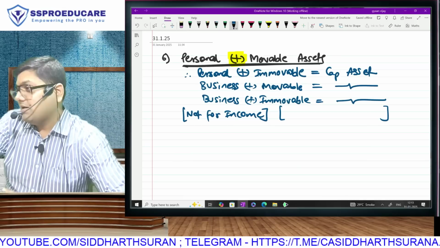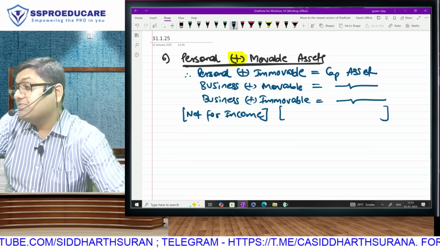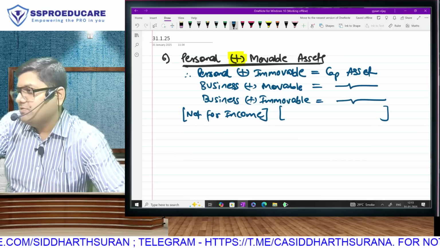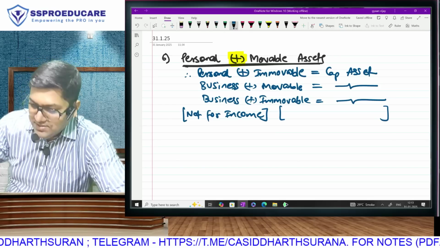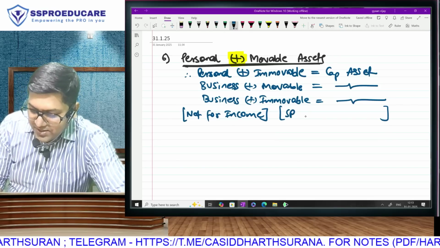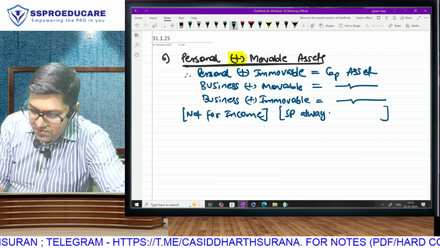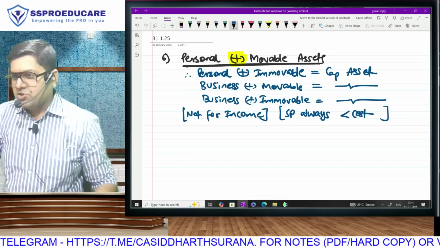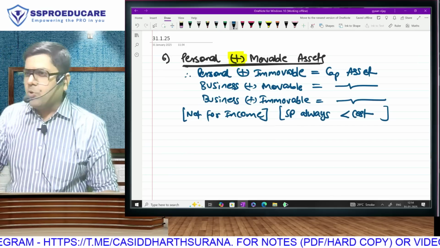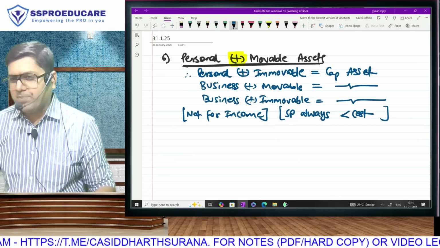There can be some value, which will be almost negligible, as good as no value. Or may I put it this way, the selling price will always be less than the cost. There cannot be a gain in these assets. Use your brain. Can you sell your notebook, your pen, your calculator at a price higher than you purchased?